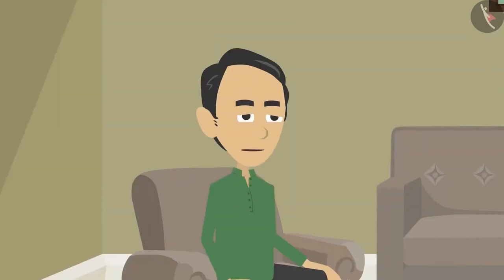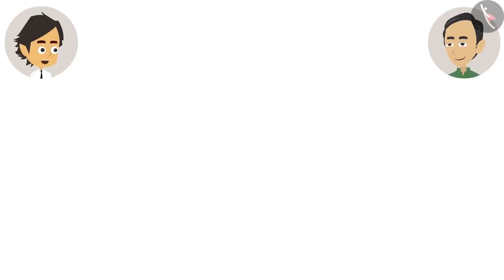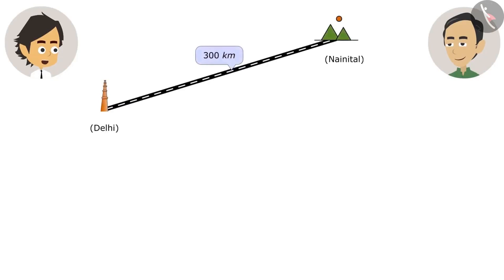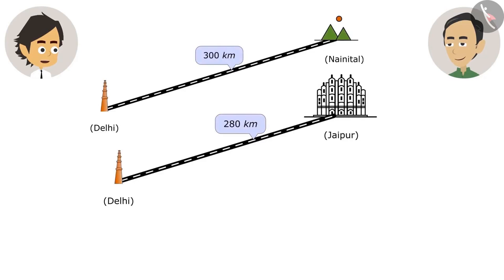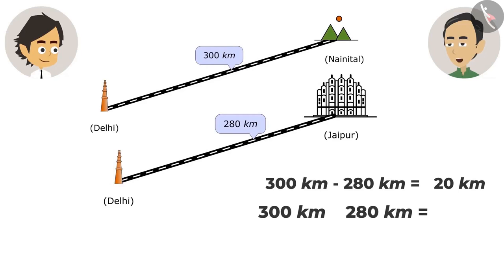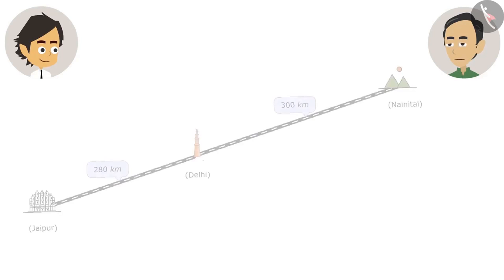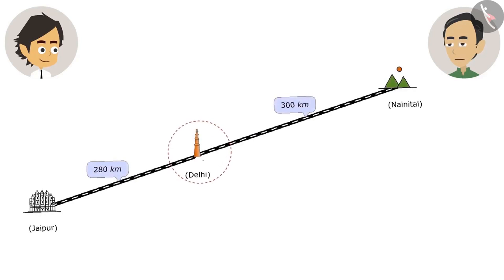No, Ayushman, there is a distance of 580 kilometers between the two. No, Rehansh and I have calculated. Nainital is 300 kilometers and Jaipur is 280 kilometers away. If we subtract both, then only 20 kilometers will be left. Yes, but when both are added, then it's 580 kilometers. Yes, but why add? Look, we are here.